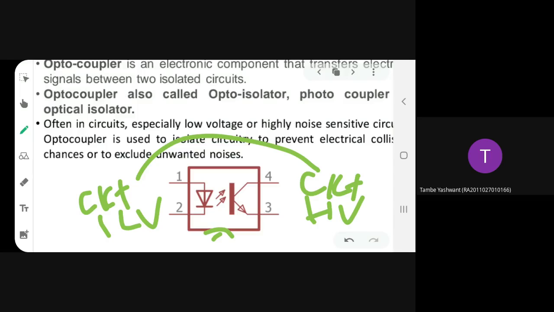Optocoupler or opto-isolator. Suppose you want to isolate one circuit from a highly noisy circuit. For all these applications, you have to make use of an optocoupler or opto-isolator.